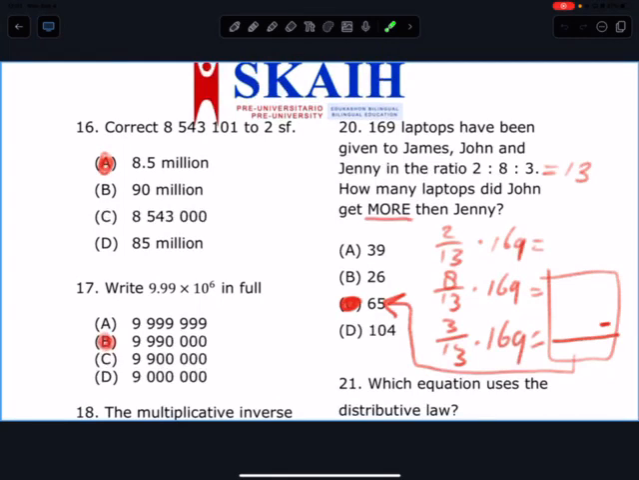20. Ratio. We've done this a million times. Count them together, you get 13. I added a twist. You need to subtract Jenny from John. And when you did that successfully, you get 65. I think John is 104 and Jenny is 39. Yes. And then the answer is C. D is John, A is Jenny, and C is the answer.